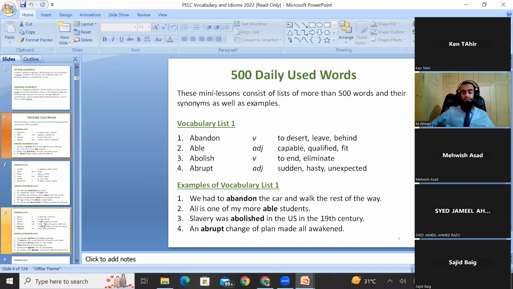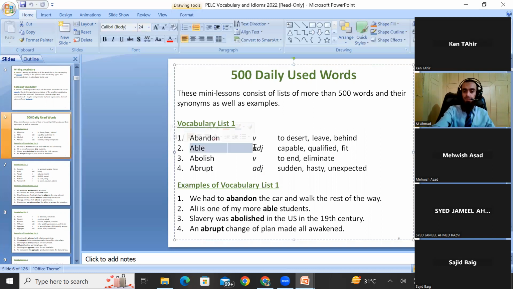Abandon means to give up, exactly. He abandoned me, or he abandoned his car while going to market. He abandoned the gate open while leaving the home. Abandon, to leave, to leave behind, to desert. Able means when you are capable of something.